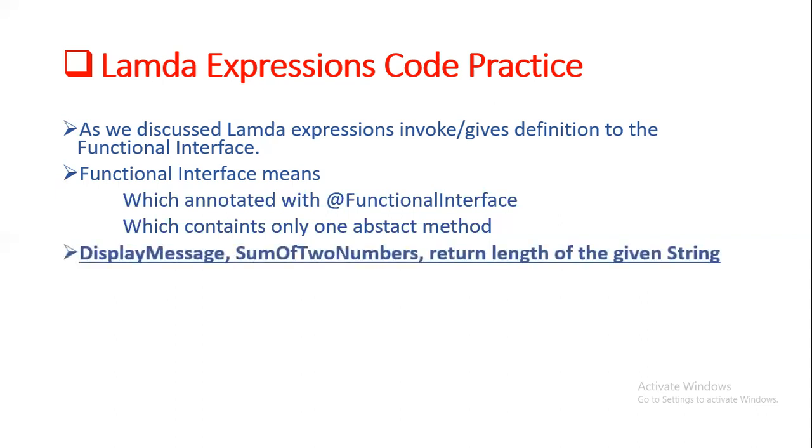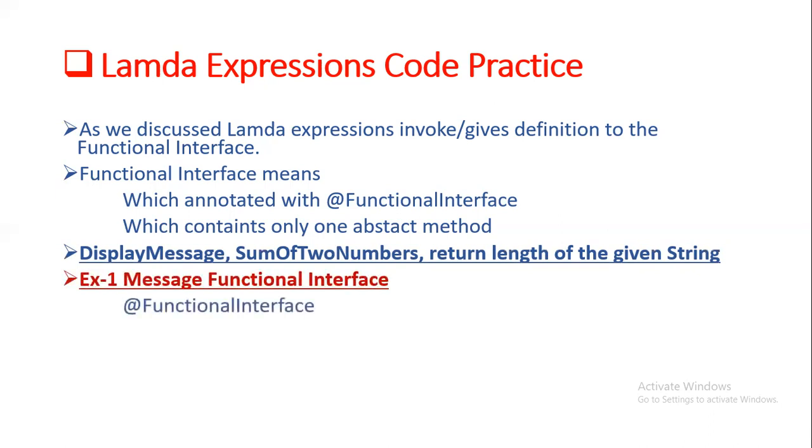So now we are doing code practice: display message, sum of two numbers, and return length of the given string. First, for display message, let's see how to write the functional interface. In example 1, I'm taking a Message functional interface. First I declared @FunctionalInterface, afterwards interface Message. I took the abstract method as void displayMessage. So it's finished. Message functional interface we created. Now let's see how to write the lambda expression for this.